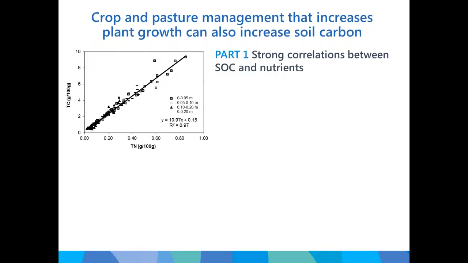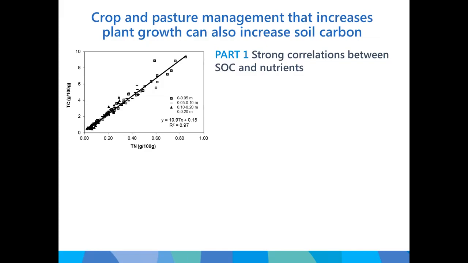So we know that pastures are important. We also know that crop and pasture nutrition is important. So there's two parts to this story, and I want to talk about soil nutrition now. The first part is that there's strong correlations between soil organic carbon and a whole range of nutrients. So the graph you can see there, x-axis is total nitrogen content, y-axis is the total carbon content, and you can see as you increase total nitrogen, you also got an increase in total carbon.